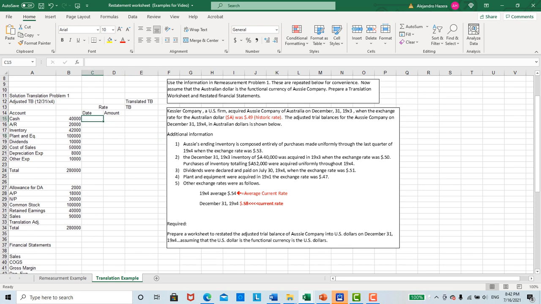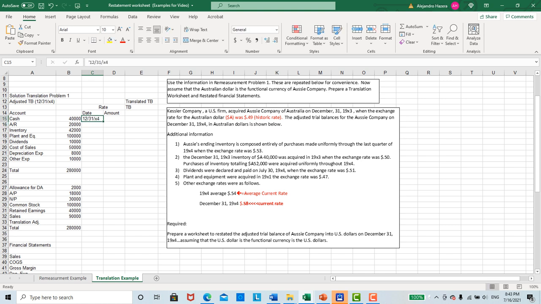Okay, so cash is a monetary item, and just about, I'll tell you, just about all of these. Except for inventory, we'll keep an eye on inventory, but just about all these assets here and all these liabilities will be translated at the current rate. So this is, I'll give you the date here, 12/31/X4. That's the current rate. We'll use the rate at 12/31/X4.